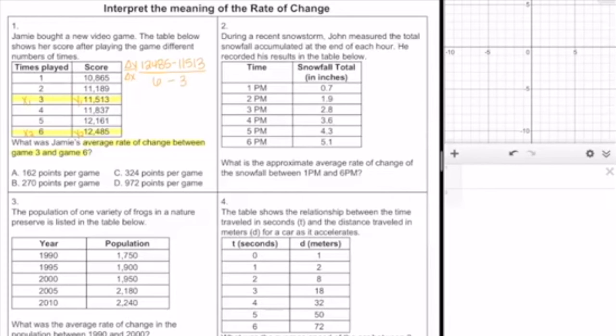I've got the Desmos testing version open so that you can see how to calculate this in Desmos. All you're going to do is your two sets of subtraction. So 12,485 minus 11,513. And that's 972. So I'm going to go ahead and write that down.